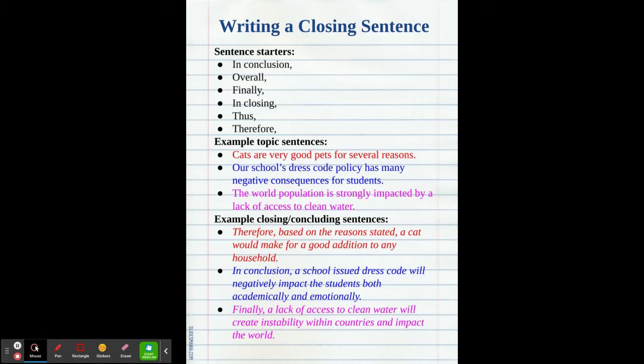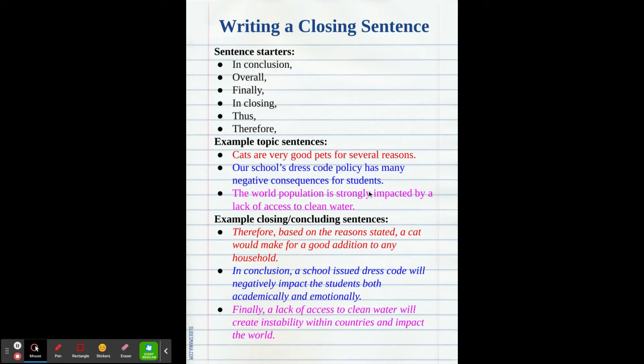Next one. Our school's dress code policy has many negative consequences for students. Here we go. Now I'm going to think about it. I would probably list a bunch of reasons, again, why our dress code impacts the students. And I might think about it both academically and socially, emotionally, if you will, in my body paragraph. So then when I give my concluding sentence at the end, I'd say, in conclusion, a school-issued dress code will negatively impact the students both academically and emotionally. Again, it ties into that topic sentence and just adds a little bit extra that's probably written in my body sentences, if you will.